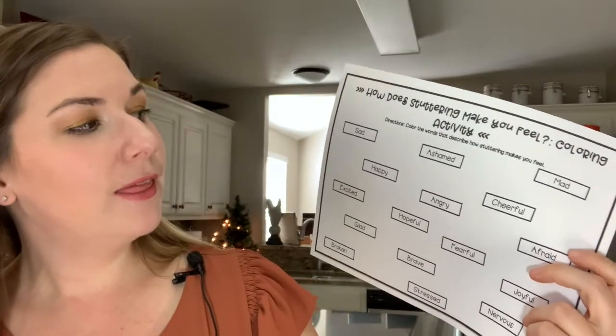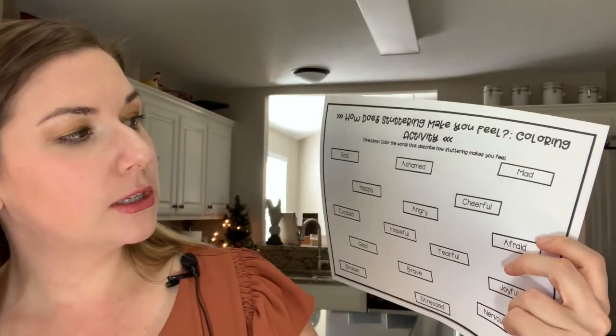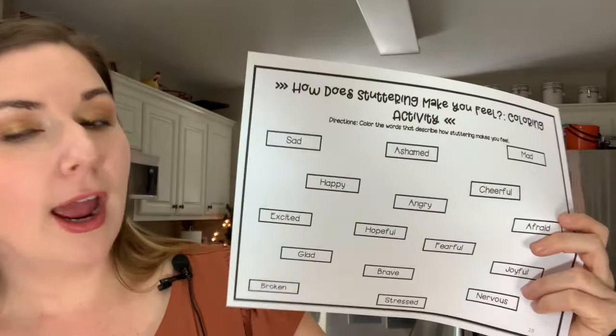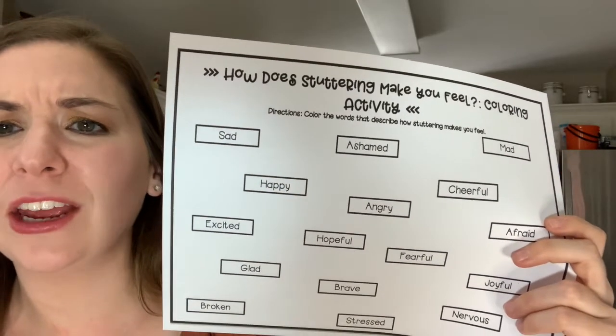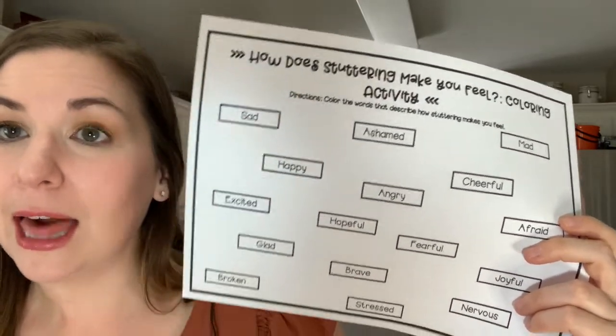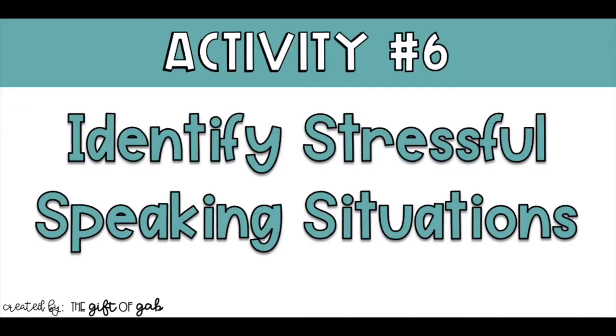Okay? And they're just going to go and color the words that describe how stuttering makes them feel. So I have words like ashamed, sad, angry, happy, excited, glad, and they're going to go through and just tell me how stuttering makes them feel. Okay. Activity number 6.